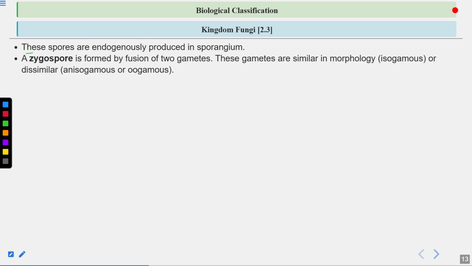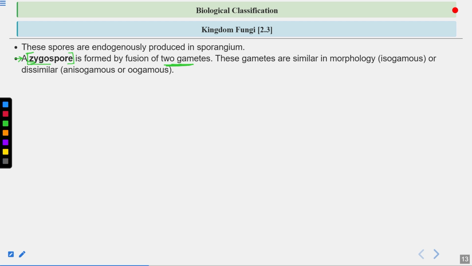This you should remember. Zygospore is formed where? In the Phycomycetes. And if they specifically ask you, if they give you the option Zygomycetes, then tick Zygomycetes. If there is an option Phycomycetes, then tick Phycomycetes. Okay, so Zygomycetes is the more specific answer. So zygospore is formed here. Zygospore is formed by fusion of two gametes. Clear? So zygospore is formed during sexual reproduction, because it is formed by fusion of two gametes.